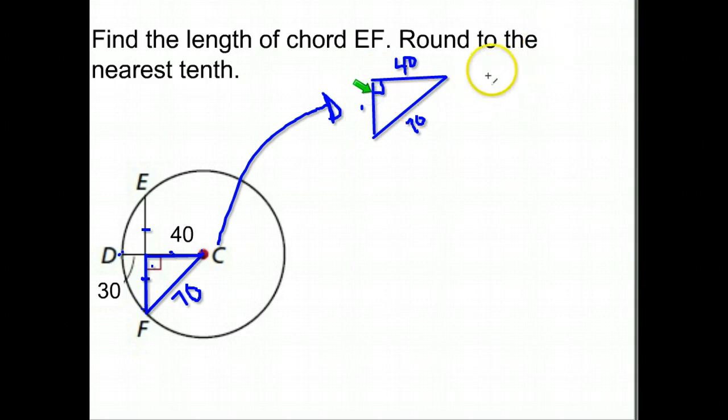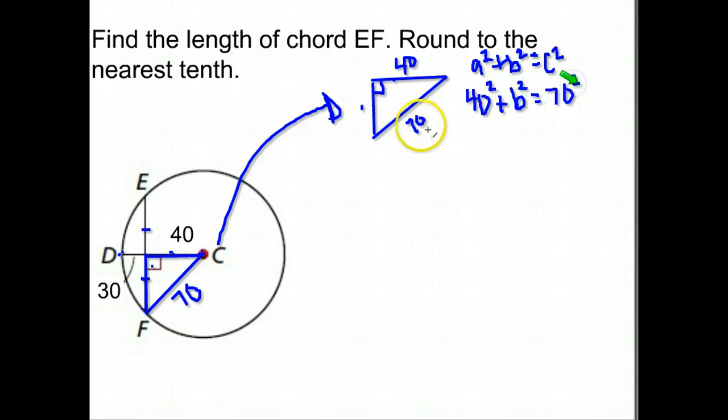We're going to use the Pythagorean theorem, which is what we use with right triangles. A squared plus B squared equals C squared. A and B are the legs. Those are the sides touching the right angle. So one of my legs is 40. The other leg, I don't know what it is. We'll just call it B. And my hypotenuse, C, is 70. The hypotenuse is always the one across from the right angle.